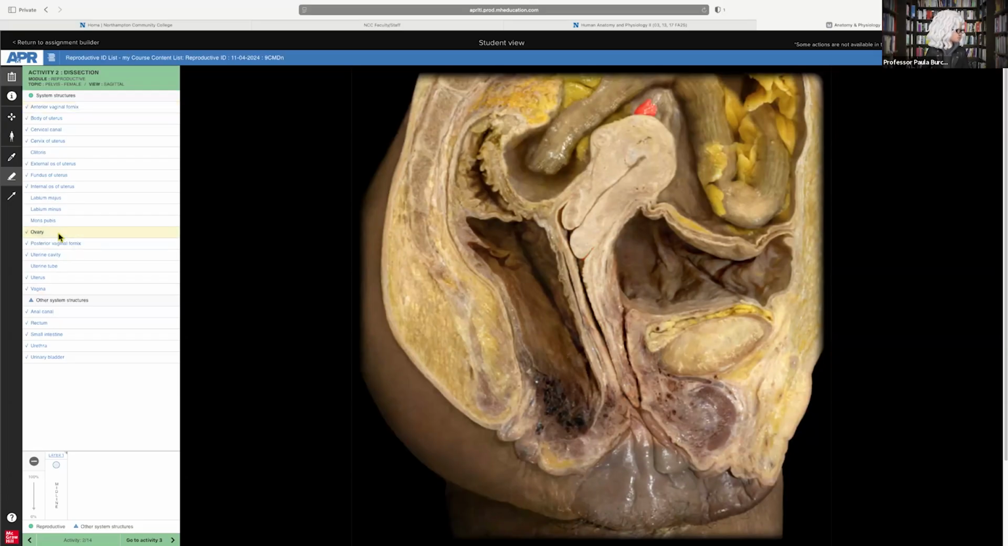This is your ovary with your uterine tube. That uterine tube can also be called the ovarian tube or the fallopian tube. Anterior to the pubic symphysis, you're going to have a pad of adipose tissue called the mons pubis. The erectile tissue for the female is the clitoris.